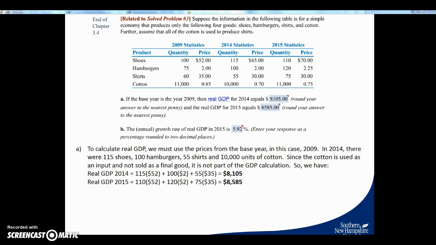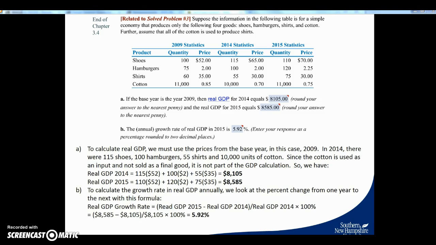So the next question is about calculating the annual growth rate of real GDP in 2015. So the growth rate just looks at the percentage change from one year to the next. So you'll go from 2014 to 2015. And here you see the formula. The growth rate equals your new GDP minus last year's GDP, all divided by last year's GDP. And then you multiply that by 100% to put it in percentage terms. Otherwise, you'll just get a decimal, something much smaller than you want. You want the number to look like a percentage.